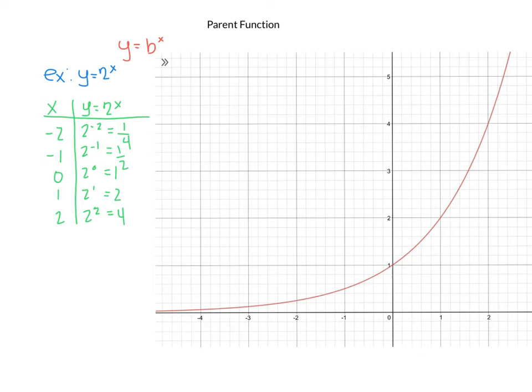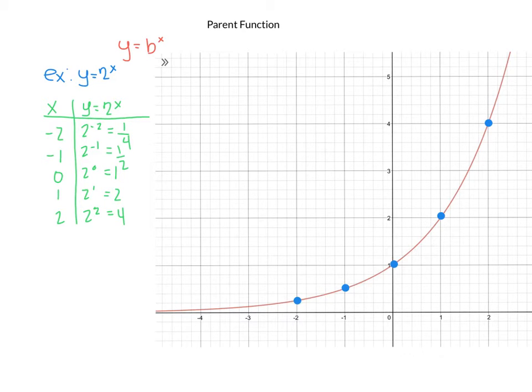Our points are -2 and 1/4, which is right here. -1 and 1/2, which is right here. 0 and 1, which is right here. 1 and 2, which is right here. And 2 and 4, which is actually up here.